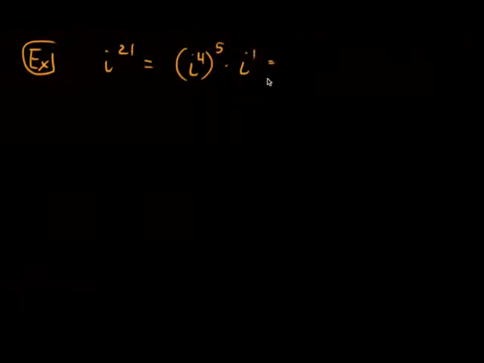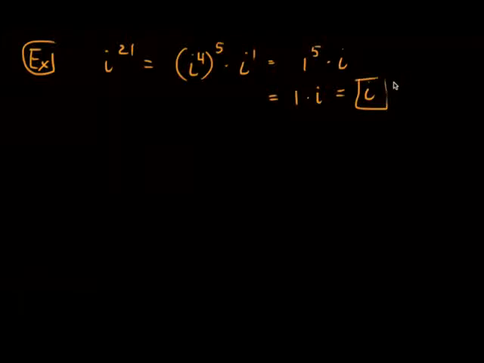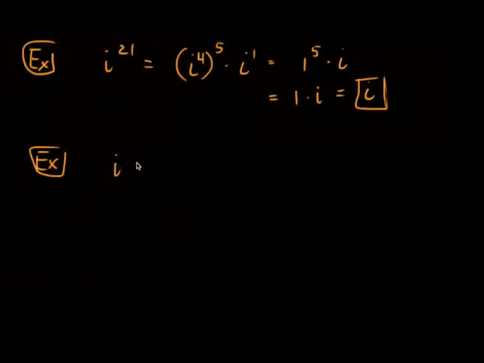Now what is i to the 4th equal to? Well, that's 1 to the 5th times i to the 1st. And 1 to the 5th is 1, times i equals i. So you're actually able to simplify this without too much difficulty. Let's try one more crazy one like that. Let's do i to the 43rd.